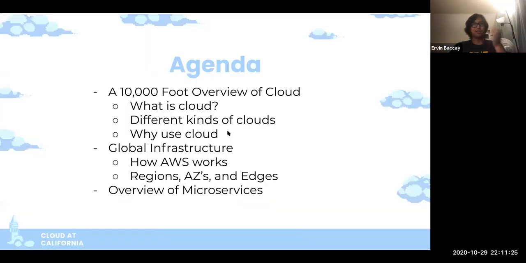Okay, so the agenda of what we're going to learn today is first a 10,000-foot overview of what cloud is, different kinds of clouds, and why you would use clouds in the first place. After that, we'll get into what a global infrastructure is, like how AWS works, which is, by the way, the cloud service that we're going to be teaching you specifically here at WDB, what regions, AZs, and edges are, and a general overview of microservices.